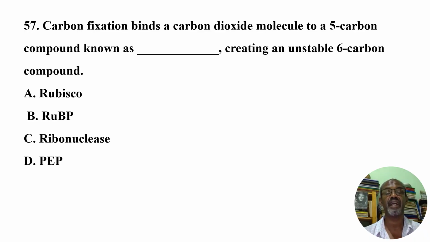Carbon fixation binds a carbon dioxide molecule to a 5-carbon compound known as ribulose bisphosphate. Of course, a 5-carbon phosphorylated keto sugar, ribulose bisphosphate. Or strictly speaking, ribulose 1,5-bisphosphate, of course.